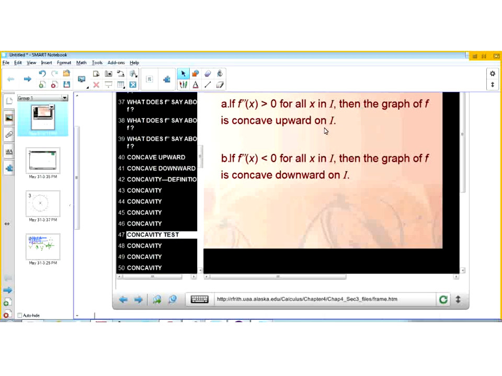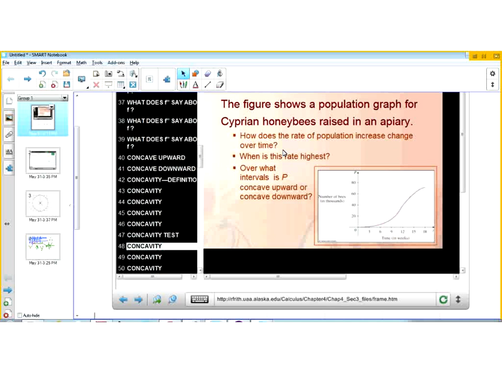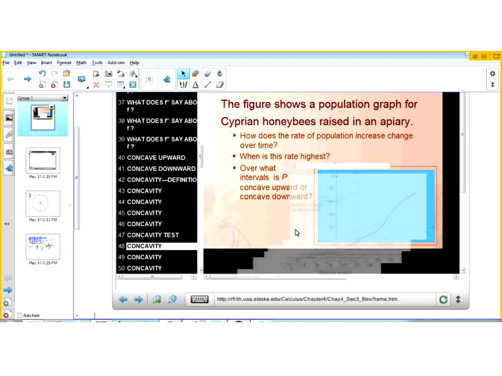So, theorem: if the second derivative is greater than 0 for all x in the interval, then the graph is concave up on that interval. If the second derivative is less than 0 for all x in the interval, then the graph of f is concave down on that interval. And here's an example of a population graph for some honeybees raised in an apiary. I guess that's a beehive. So how does the rate of population increase change over time? When is the rate the highest, and over what intervals is p concave up or down?